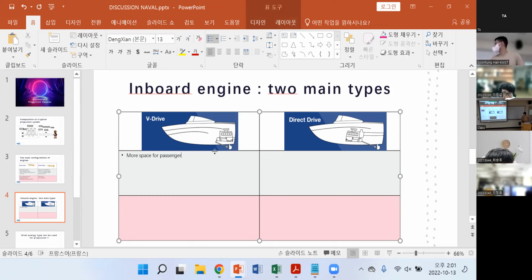The weight distribution is better for the direct drive, because it's at the center of the boat. Or V drive or mechanical loss. More mechanical loss, yes. You're right, because of the shape.